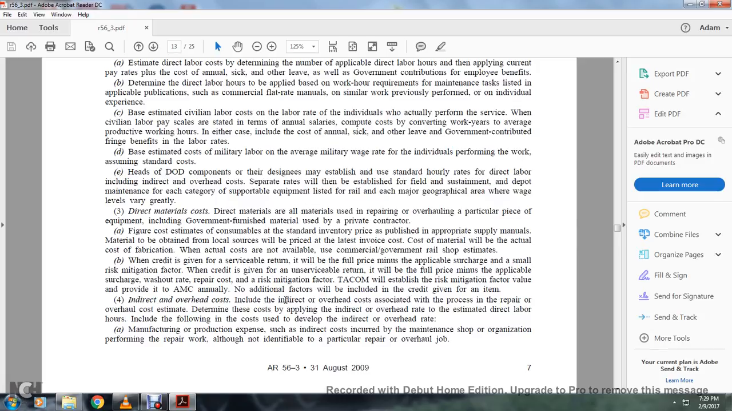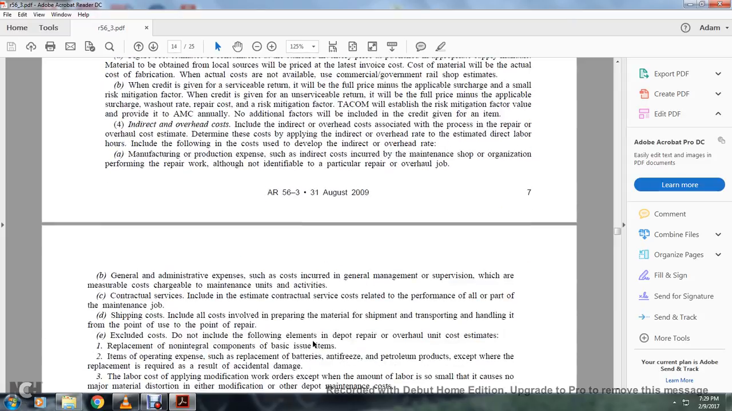Indirect overhead costs include the indirect overhead costs associated with the process repair with the overall cost estimate to determine the cost. Apply the indirect overhead costs to the estimated direct labor hours, including the file costs that are used by the developed indirect overhead rates. A. Performing the production expense such as indirect costs incurred with the maintenance shop organization performing the repair work, although not identifiable particular repair or overhaul job.